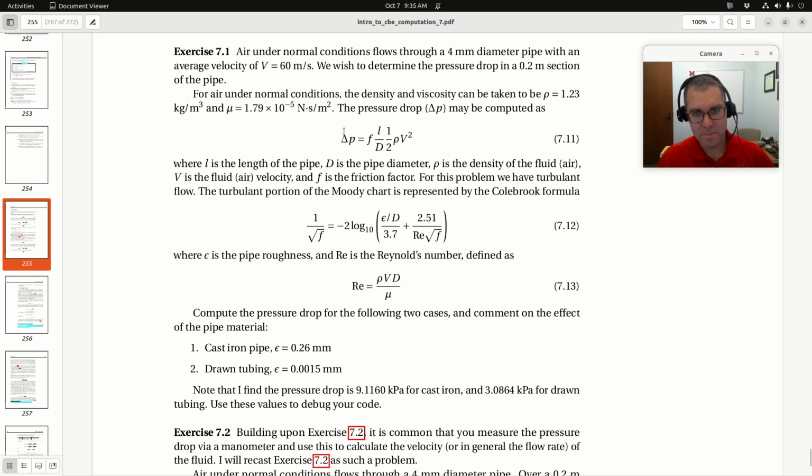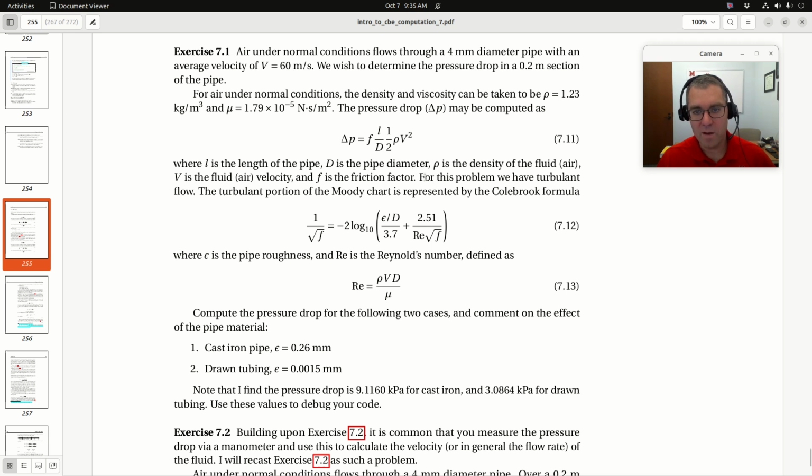So before we look further, just looking at equation 7.11, the goal here is to calculate delta P. On the right hand side, we're given L and D, the length and diameter of my pipe. We're given the density and the velocity. So I'm trying to solve for delta P, but on the right hand side, I don't know f. Once I have f, I can use 7.11 to explicitly solve for delta P.